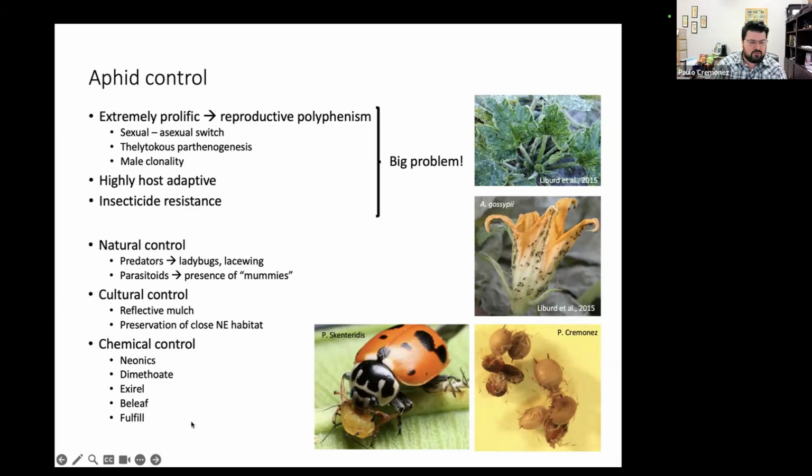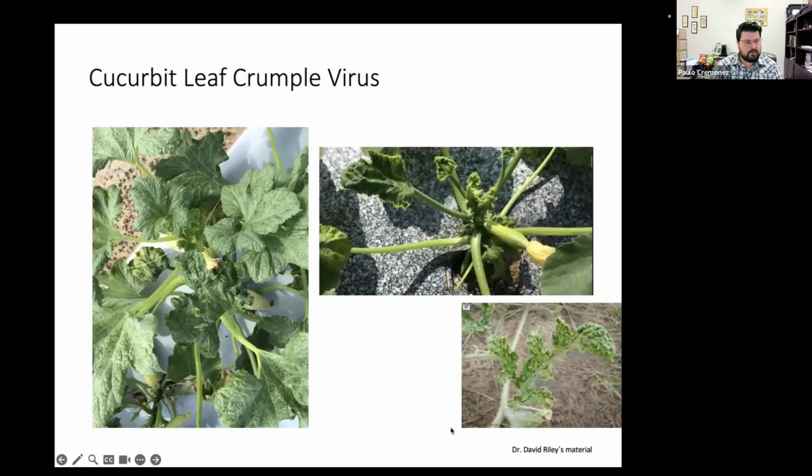For chemical control, always use rotation. There are some options. So Admire on neonics, dimethoate. You can use diamides, such as Exirel. You can use some aphicides like Beleaf or Fulfill, but never use pyrethroids on aphids.